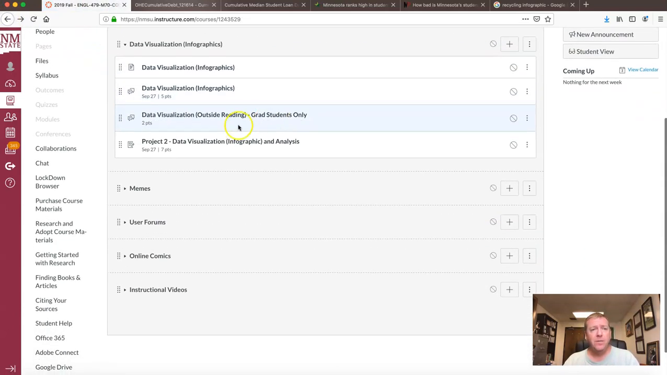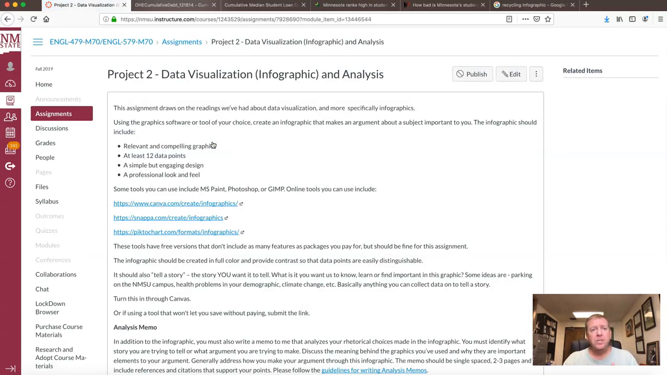Moving on, for the project itself, grad students, as usual, will have an outside reading that I want you to do a summary on. For your actual project, I want you to actually make an infographic. So using the graphic software tool of your choice, create an infographic that makes an argument about a subject important to you. The infographic should include relevant and compelling graphics, at least 12 data points, a simple but engaging design, a professional look and feel. Some tools that you can use include MS Paint, Photoshop, or GIMP. That's if you want to make them yourself.